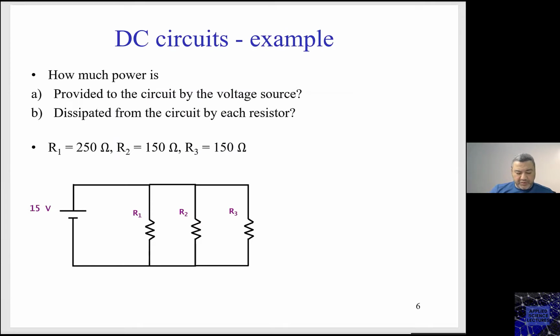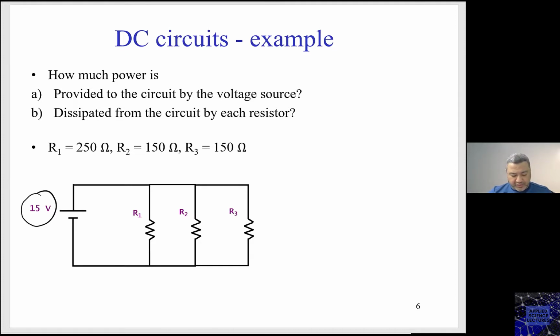Okay, in this question we need to calculate the power provided to the circuit by the voltage source. So here we have a voltage source of 15 volt that is connected in parallel with those resistors that are also connected in parallel.